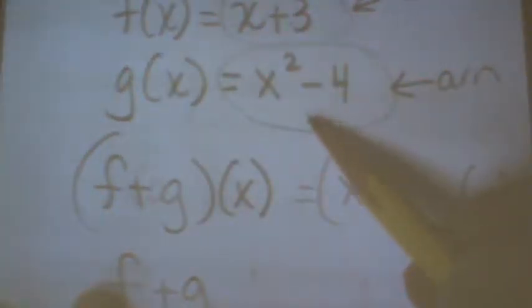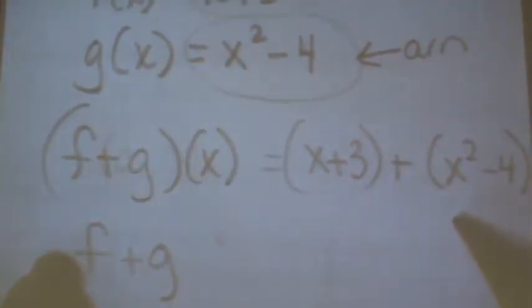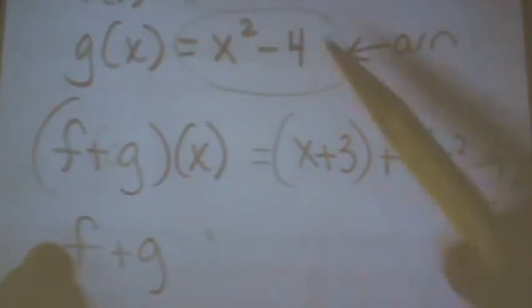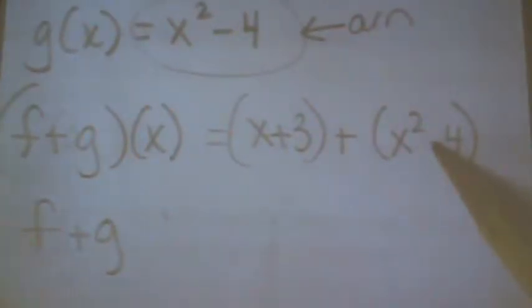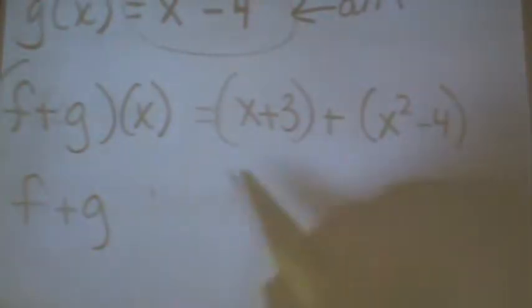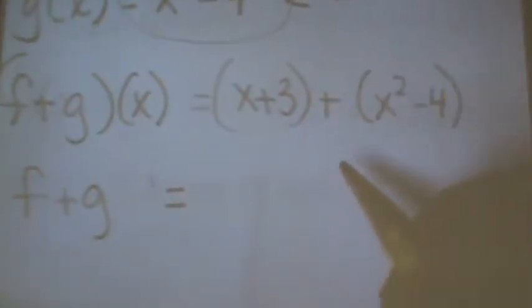If I gave you two functions, such as f of x is x plus 3, and g of x is x squared minus 4, and I asked you to add these two functions together, all you did was take f of x, which is x plus 3, and add the g of x function. Now, they'll write it either way. They'll say f plus g of x, or they might just write f plus g. And all that means is to add the two functions together. So if you were to combine these two functions, what answer would you get?